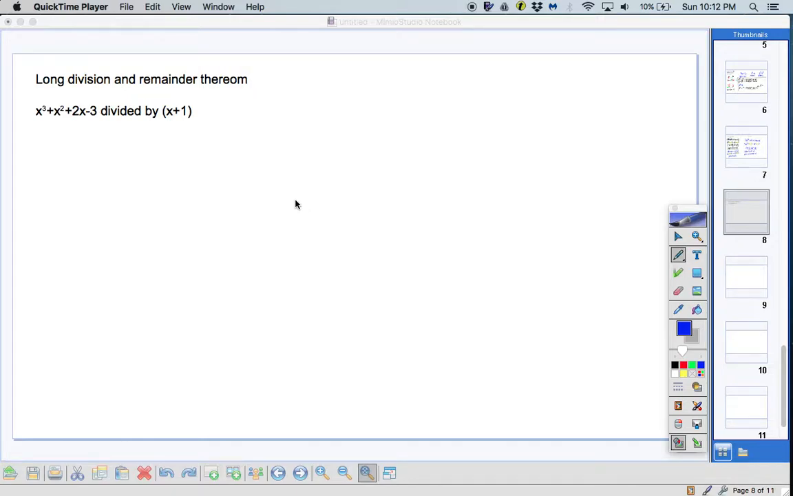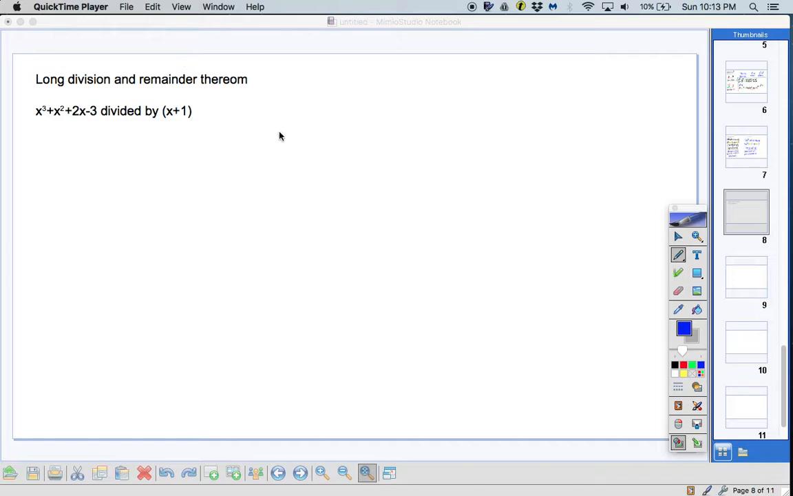Okay, today we're going to talk about the remainder theorem and long division. This is long division with polynomials. As you remember from elementary school, you've done long division with numerals before. So that's going to be an expansion of things that you've already learned, but it's going to look a lot different when we have to deal with it with polynomials. So let's first talk about the remainder theorem.